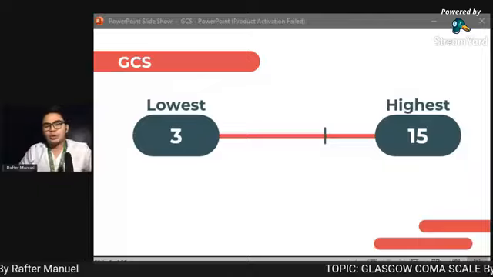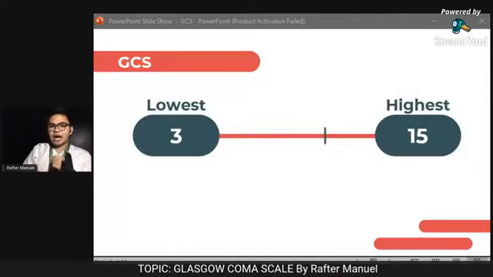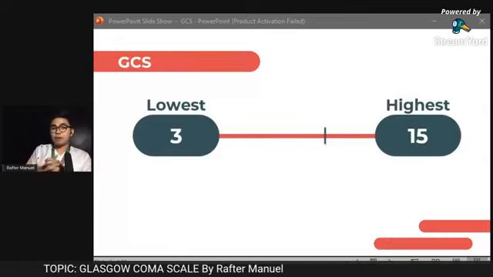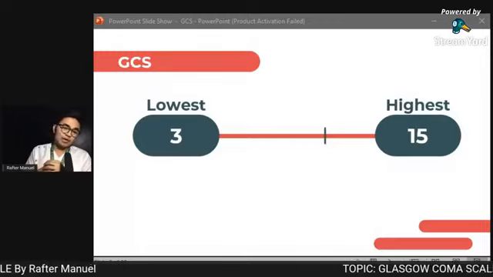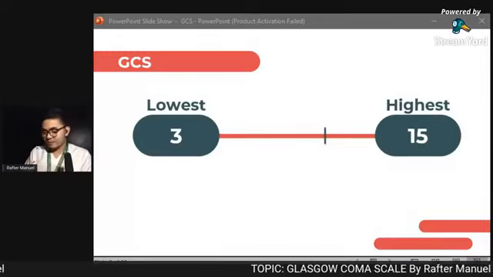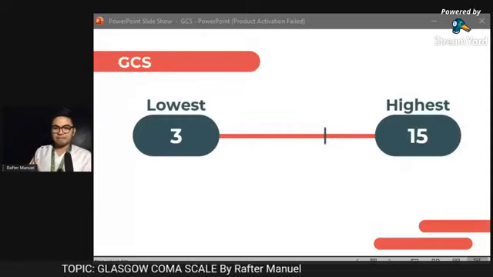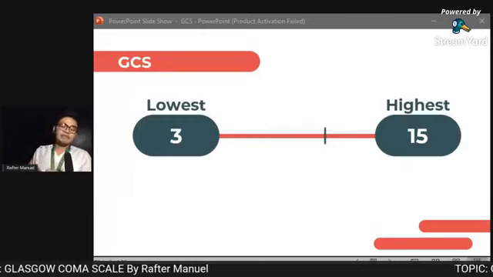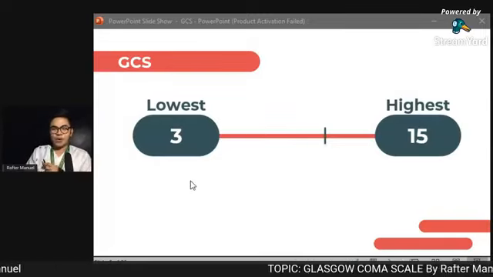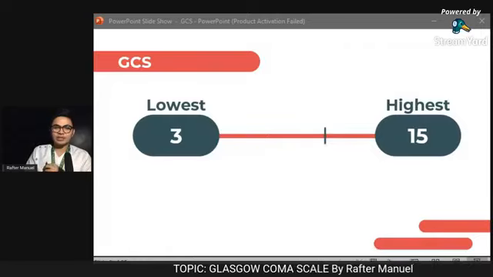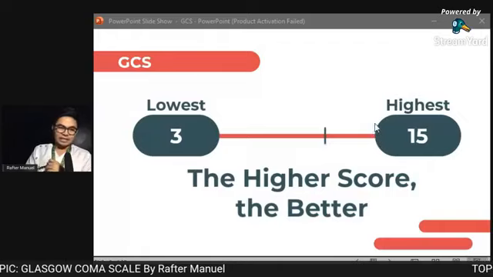That is why it is worth noting that a score lower than 8 out of 15, in the context of a comprehensive clinical evaluation, usually is an indication for intubation. Remember this. If the GCS score is 8, get ready to intubate. And so the higher the score, the better.